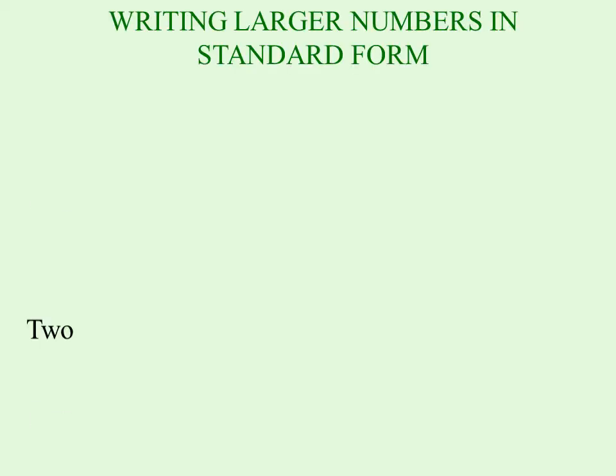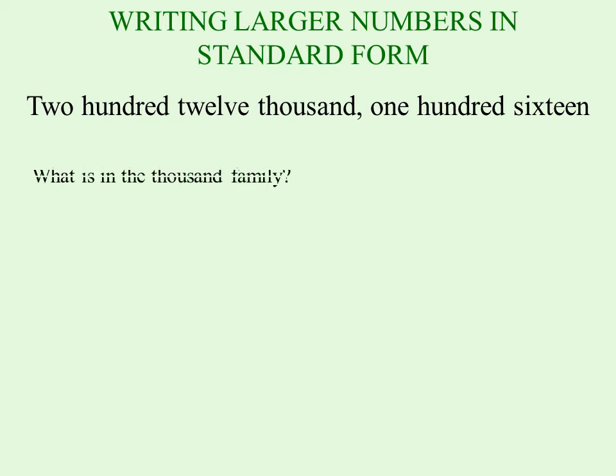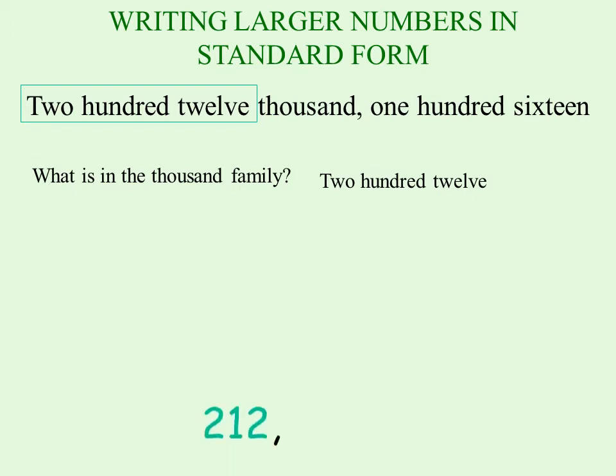Write numbers in standard form. As we said, standard form means write the number by digits. There is a number written in the word form and we want to write it in the standard form. The number is 212,116. The first step, we have to ask ourselves, what is in the thousand family? The number in the thousand family is 212. So let's write it in the digits like that, 212.